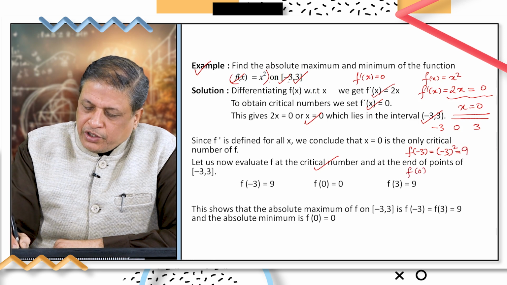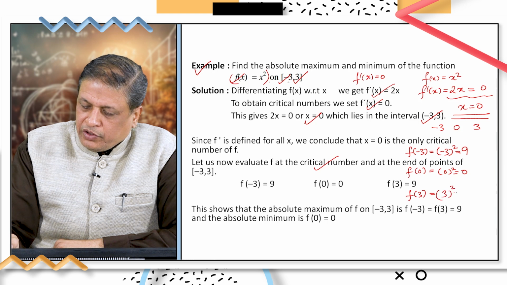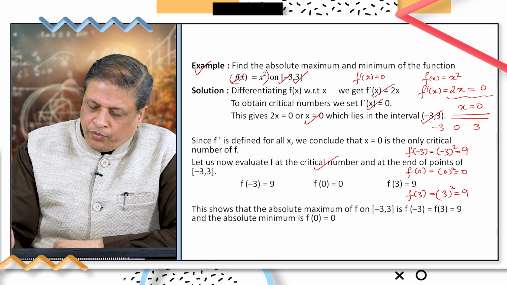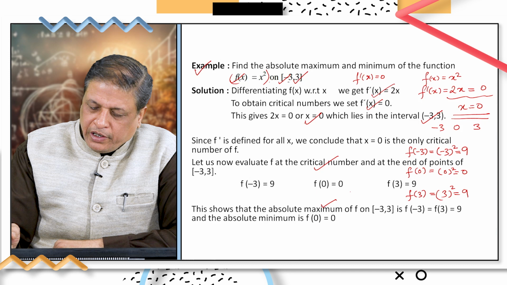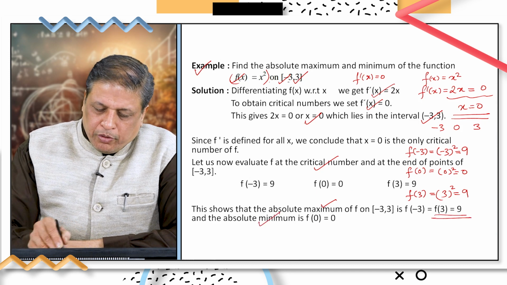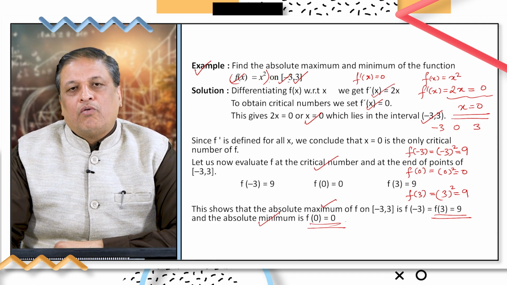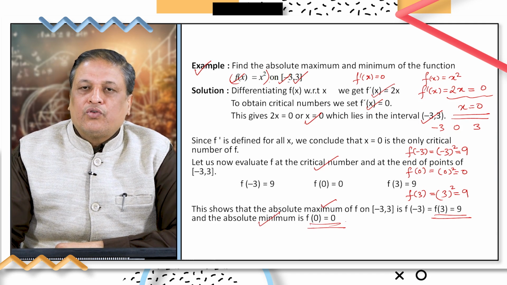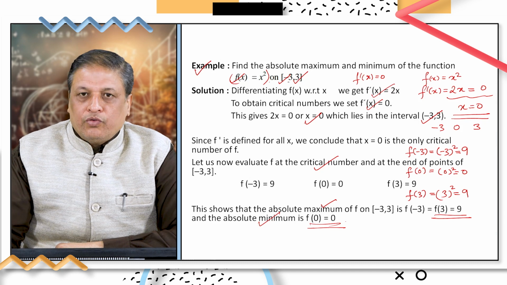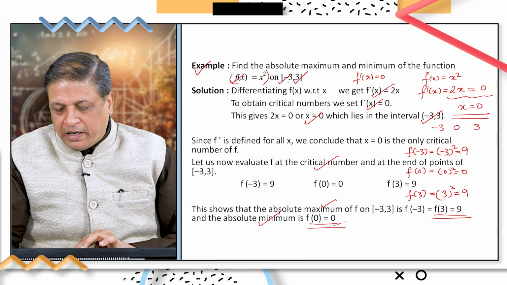Value of function f(0) will be equal to 0 square, which is nothing but 0, and value of function at the other extreme value 3 turning out to be 3 square, which is 9. So, the maximum value of the function is nothing but 9, and the absolute minimum is nothing but 0. I hope you understood the role of critical number, how to find the critical number, and how to find the absolute minimum and absolute maximum value.